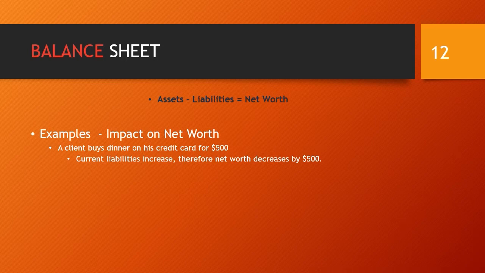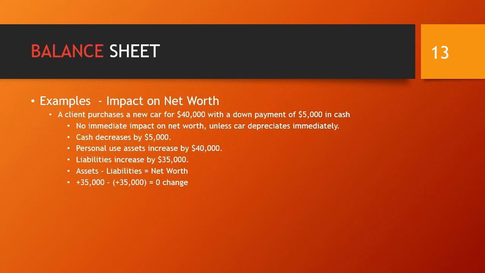All right, moving on. Examples of how things impact net worth. Let's consider buying a car for $40,000 with a down payment of $5,000 in cash. Now, this is also simple, okay? But many people will make mistakes, especially the first few times they do this problem. All right, so let's work through it. What will happen to us? Well, now, there's some caveats here, but the answer can be that there is no immediate impact on net worth, okay? Meaning our net worth doesn't change at all.